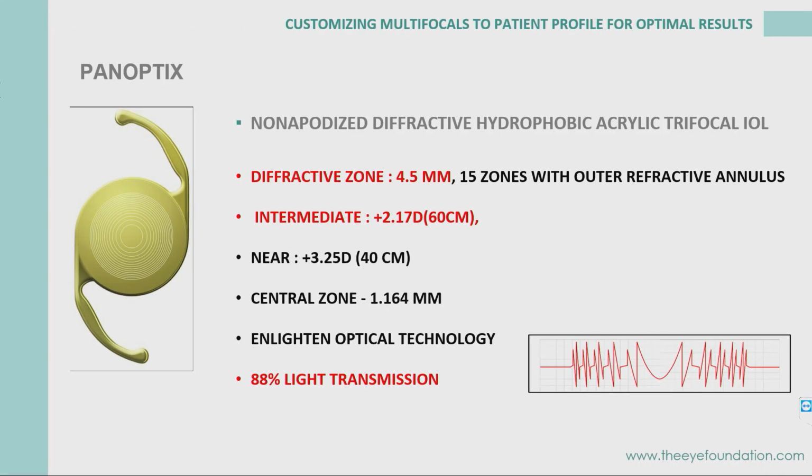So what is this about PanOptix? Besides that, it has a very optimal refractive zone of 4.5, which caters to both distance and near vision in an optimal manner. It has an intermediate of +2 diopters, and importantly, it has 88% light transmission. So more of the light is being utilized in the modern multifocals.